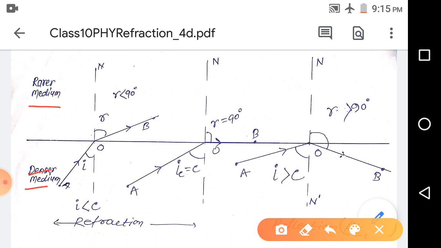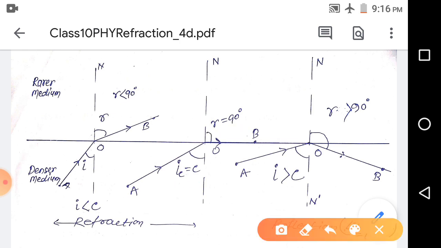Here it is refracted with an angle r. This r is lesser than 90 degrees. You can see from the figure r is lesser than 90 degrees. Now for the second condition, when we have this i_c as the angle of incidence, which is equal to the critical angle C, then we know that the angle of refraction will be equal to 90 degrees, and the light ray is refracted along the surface that separates the two media. So the angle of refraction is equal to 90 degrees for this critical angle C.